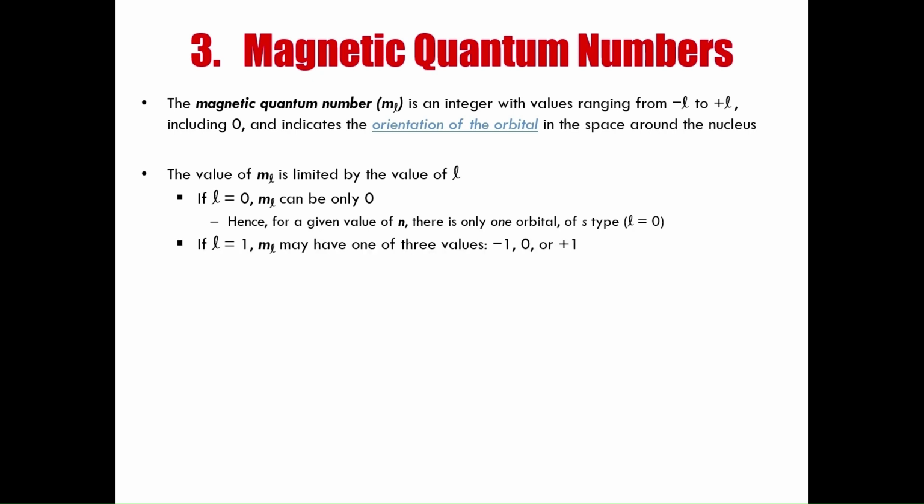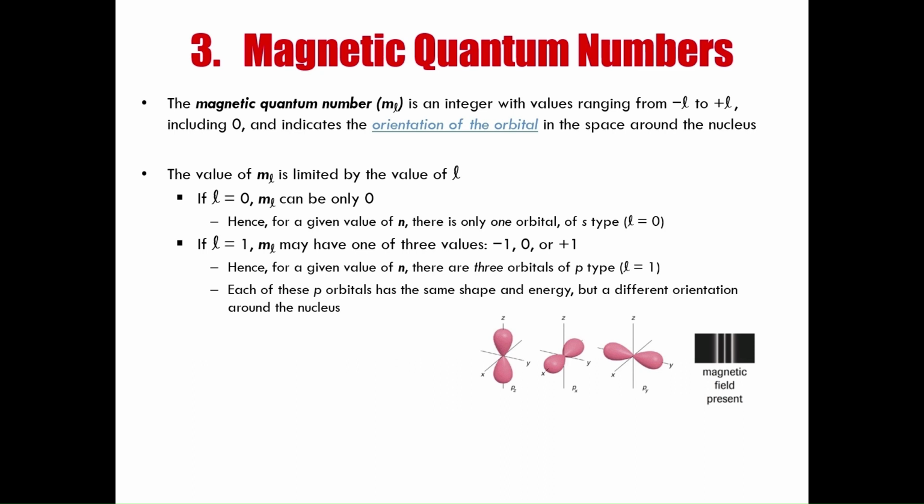If you look at L equals 1, ml has 3 possible values. It can be negative 1, 0, and positive 1. What that actually means is for L equals 1, which is essentially a p type of orbital, I can have 3 possible different orientations. So let's take a look. At the bottom there in pink, you can see the 3 different orientations of the p orbital. That p orbital looks kind of like a dumbbell, and it can be facing in the x-axis, the y-axis, or the z-axis.